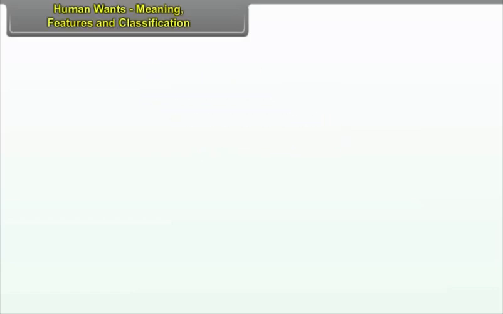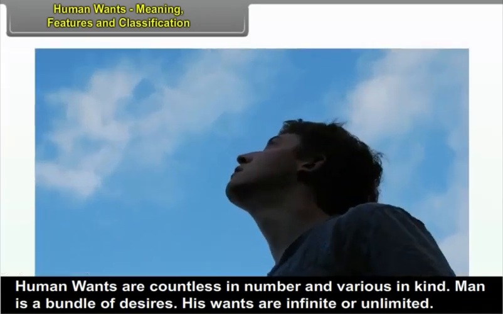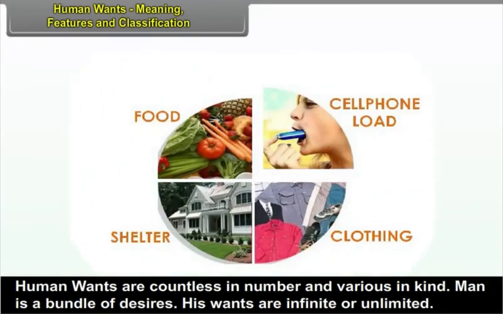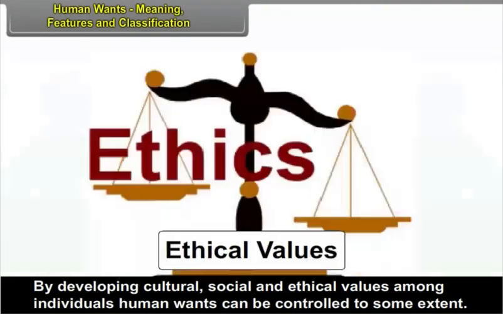2.2 Human Wants, Meaning, Features and Classification. Human wants are countless in number and various in kind. Man is a bundle of desires. His wants are infinite or unlimited. By developing cultural, social and ethical values among individuals, human wants can be controlled to some extent.